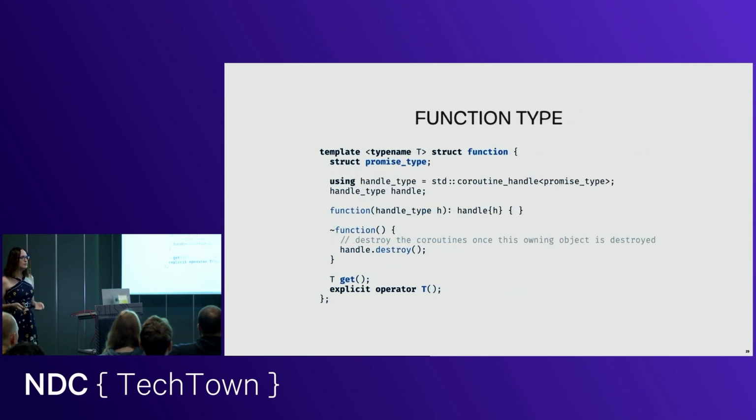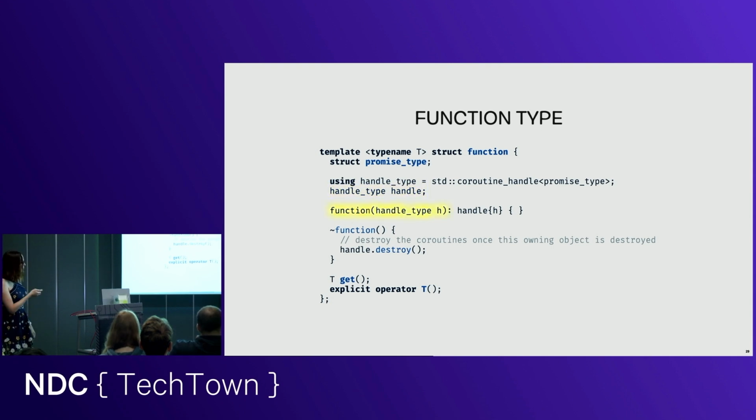Okay, and the first type you as a library author will write is the function type, which is my return type. It contains the promise type, I will get there later. It contains the handle type, which is stored because the function must own the coroutine. Actually, this function behaves kind of like a unique pointer. So the lifetime of the coroutine is tied to the function lifetime, because it's a function. So the function shouldn't exist if the handle to it doesn't exist.